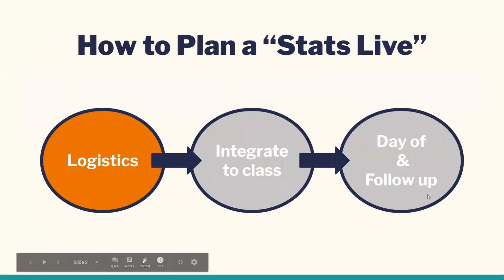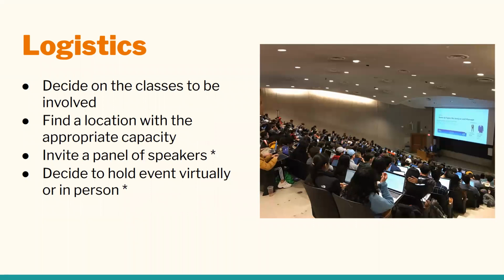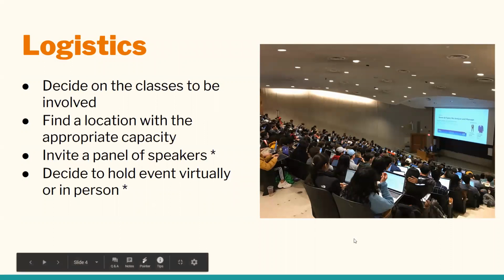So there are 3 steps to planning a Stats Live event, and the first step is logistics. There's a lot involved in this first step, and we're going to explain this very quickly, but one of the main things that you want to consider is what audience are you going for. Decide what classes you want to be involved, where you're going to hold the event, so what room or rooms you need to have to allow for student capacity, what panelists do you want to invite, and you want to decide whether to hold the event virtually or in person.